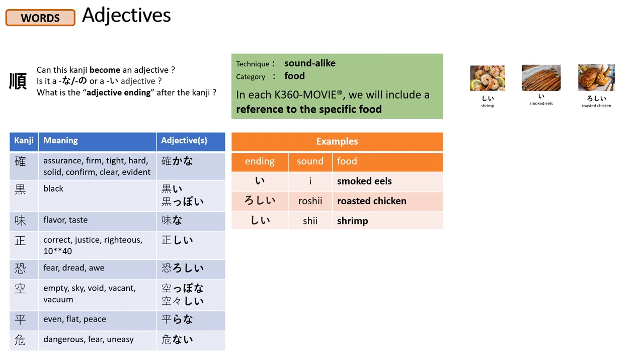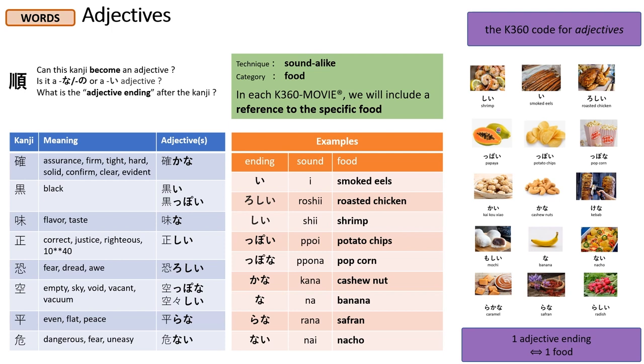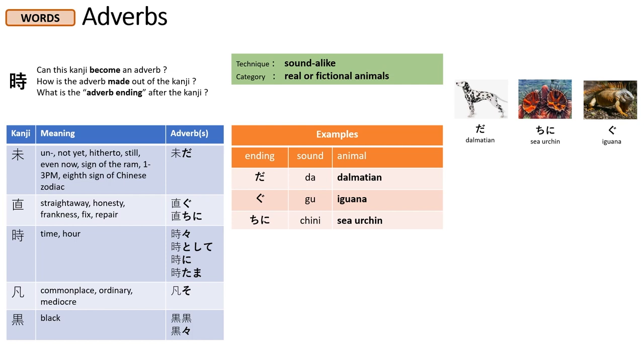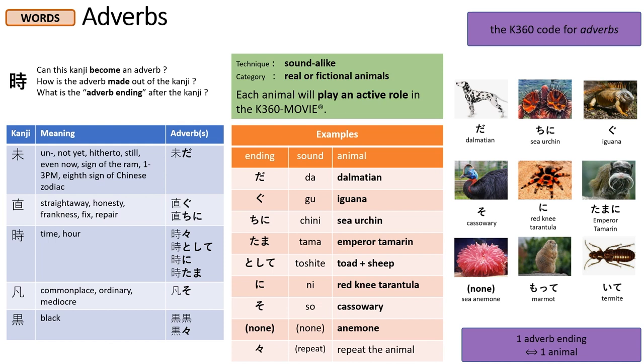So in each movie, we will include a reference to this specific food. One adjective ending, one food. And finally, the adverbs, with the same sound-alike technique and using the category of animals. And I mean a living animal, not a dead one used as food, in order to avoid any potential interference with the adjectives. Whenever the adverb ending is da, I'm using a Dalmatian in that story. For the sound gu, an iguana, and for the sound chini, a sea urchin. So I'm sure you got it by now, the code is simply one adverb ending associated with one animal.